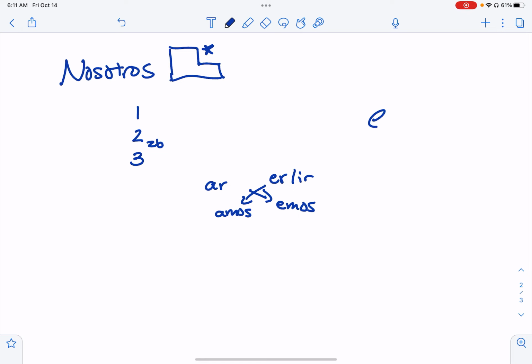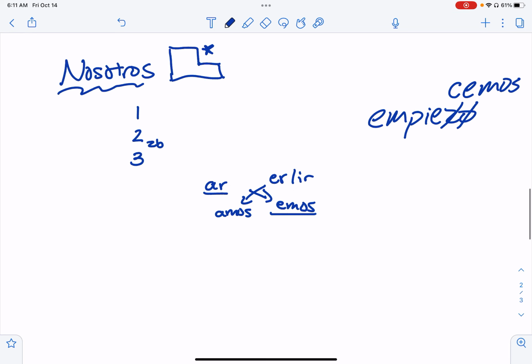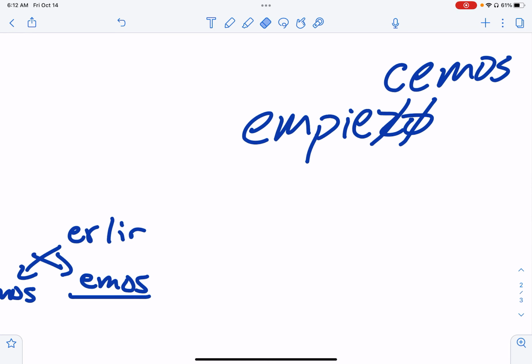So for example, empezar, you end up with empiezo, right? In step 2, empiez, step 2b, empiec with a c, and you add your AR ending, empiecemos. Oh, but we're doing nosotros commands right now, so I don't make that stem change. So the nosotros command would just be empecemos.